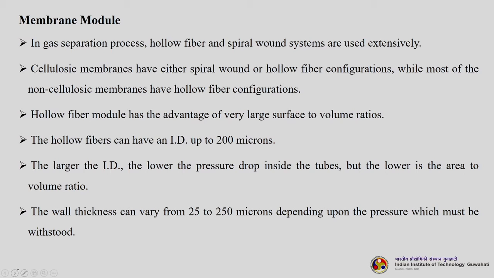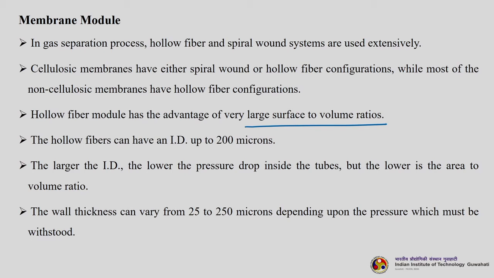So, cellulosic membranes have either spiral wound or hollow fiber configurations, it suits best to them, while most of the non-cellulosic membranes have hollow fiber configurations. Now, hollow fiber has the advantage of very large surface to volume ratio, right. So, that is why hollow fibers are being commercially adopted more. So, the hollow fibers can have an ID or internal diameter up to 200 microns.